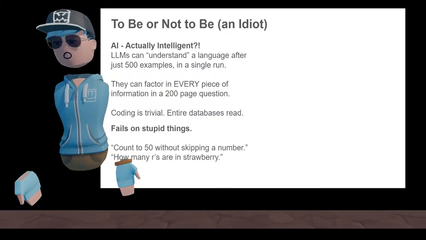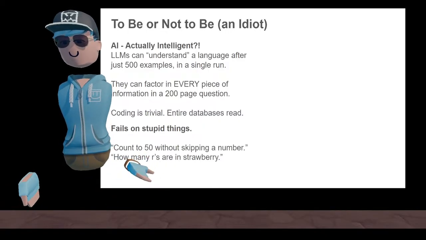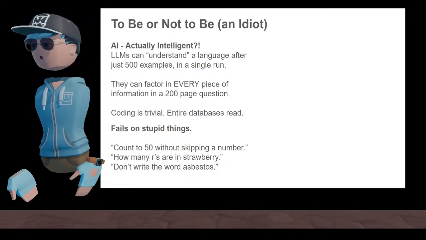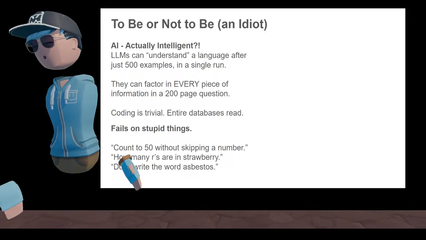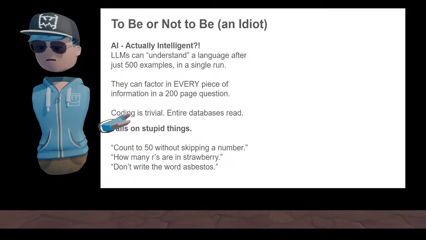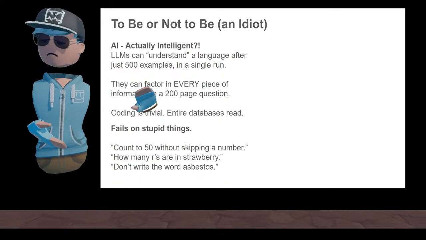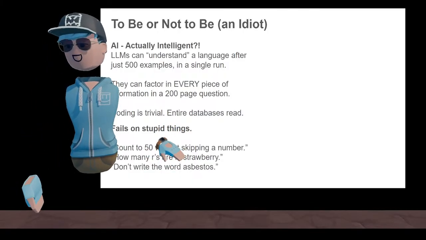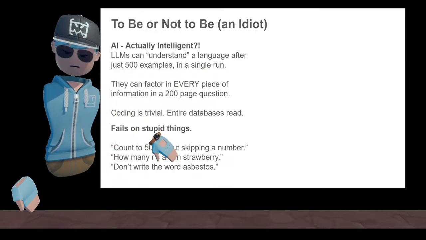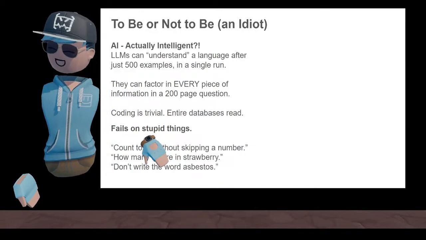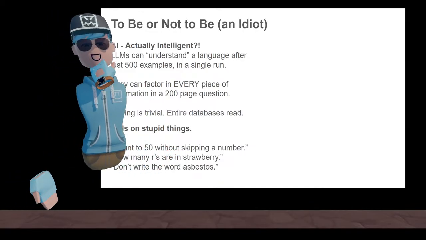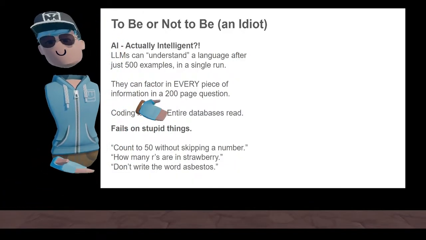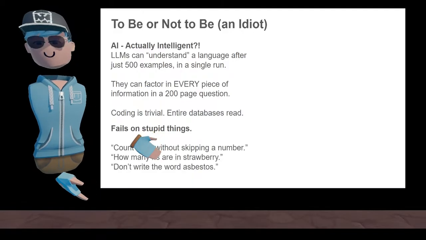You might have seen these before, a few years ago, maybe even last year. These are questions that the model tends to fail on. Like, count to 50 without skipping a number. How many R's are in strawberry? It'll always get these wrong, or not always, but they used to get them wrong. Now I do want to say, if you did test this yourself on modern ones, they're probably not going to fail.